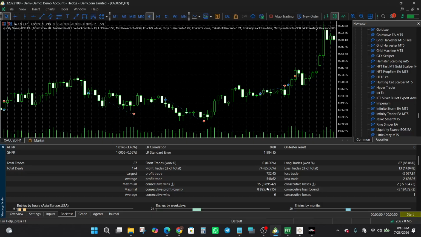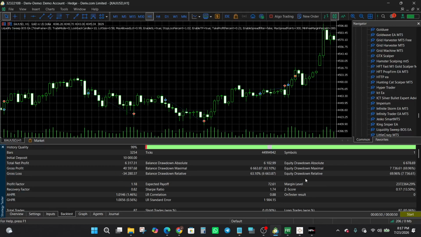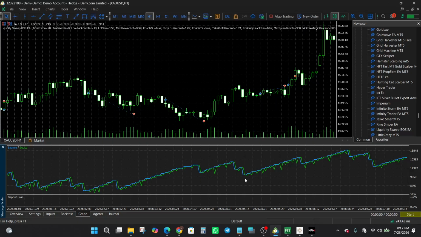However, because losses are significantly larger than individual wins, drawdown is a crucial metric to analyze here. The historical test recorded a maximal equity drawdown of 69.96%, which yielded $7,736.61 with an overall profit factor of 1.18 and a recovery factor of 0.82. The drawdown curve shows that when consecutive losses occurred, even just 2 in a row, the equity experienced notable pullbacks due to the wide stop distance relative to lot size.